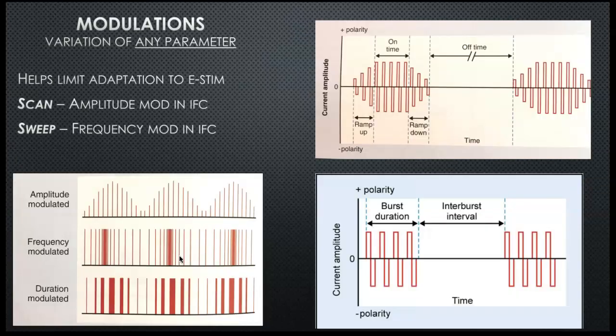Here are some examples of modulations. Like I said, it's varying any of the parameters. So you can vary a lot of things. And it helps limit adaptation or accommodation to the E-stim. We don't want that person's body getting too accustomed to this because then it won't help them anymore in terms of pain relief. So here's an example of amplitude modulation.